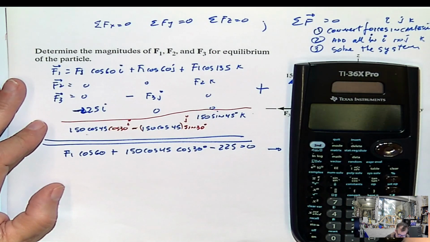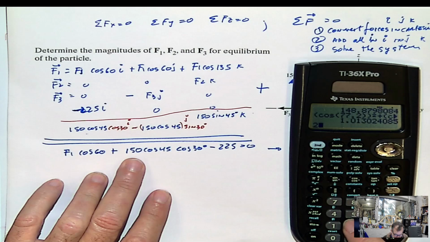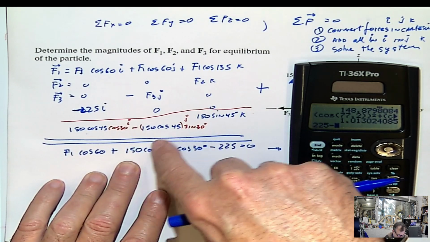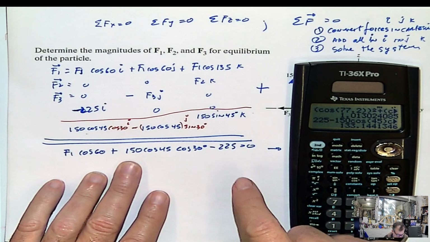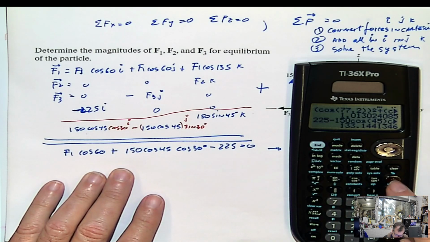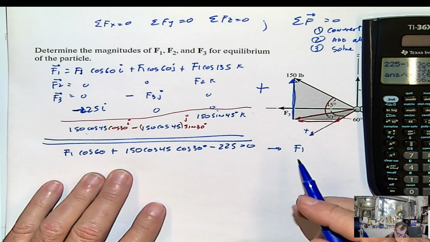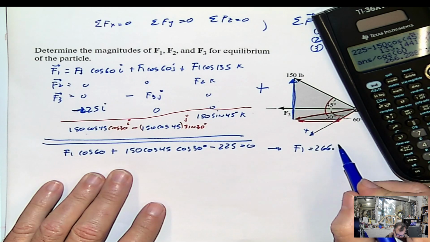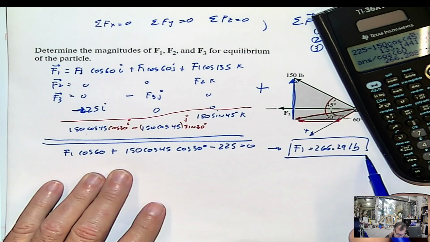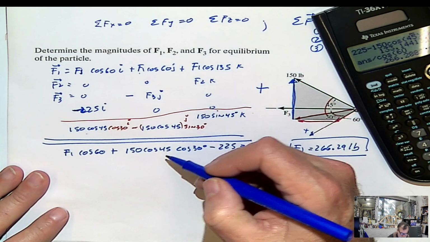So let's do that. Passing the 225 to the other side, positive, minus 150 cosine 45 cosine 30, because when I pass this to the other side it's going to be negative, and then I'm going to divide it by cosine 60. It's solving for F1, that's it. And F1 will be 266.29 pounds. Done.